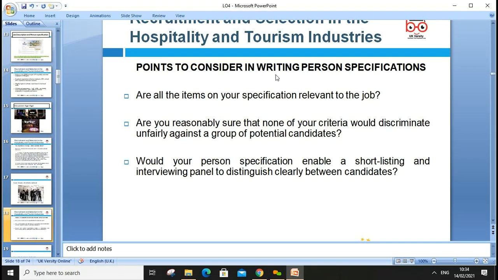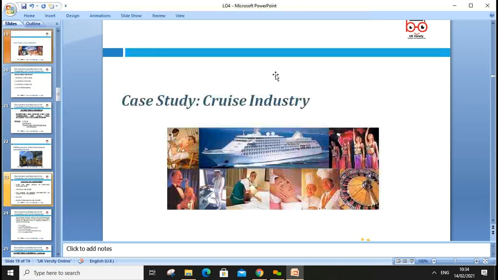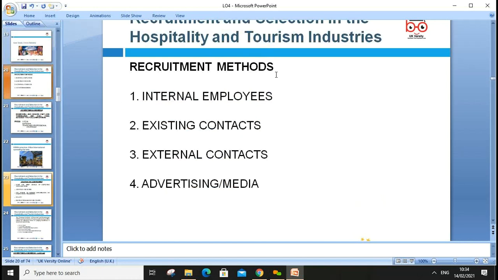Okay, next we're looking at points to consider in writing the personal specification. Write all the items on the specification relevant to the job. Are you reasonably sure that none of these criteria would discriminate unfairly against a group of potential candidates? Yes, so really we can't write, we don't want an Asian to be recruited for this role, or we don't want someone ethnic in this role. Would your personal specification enable shortlisting and interview? Yes, that also helps us.